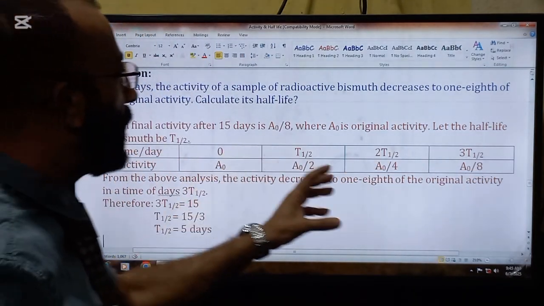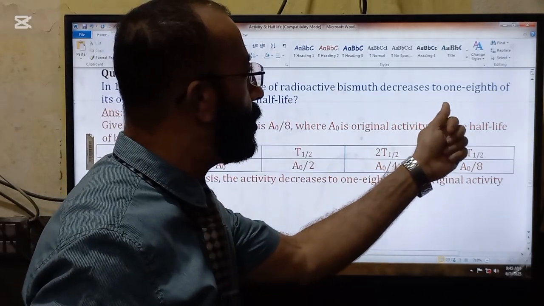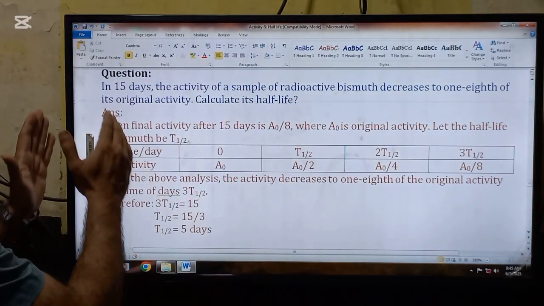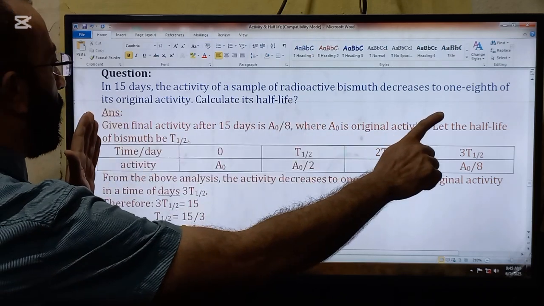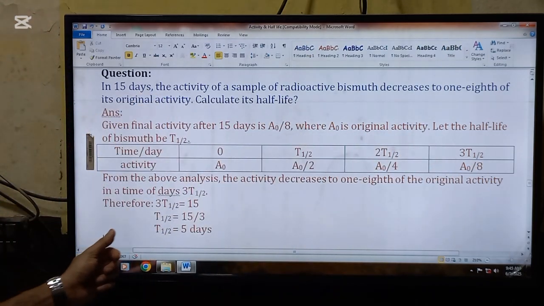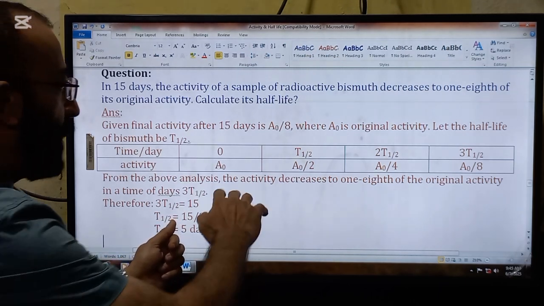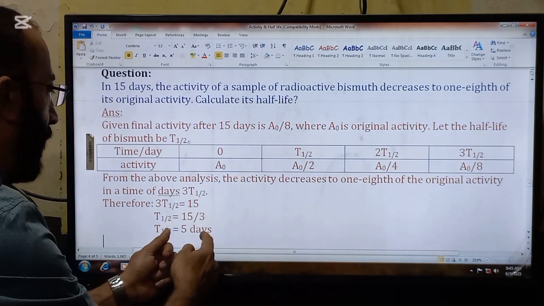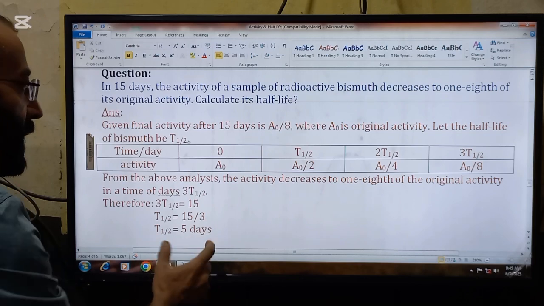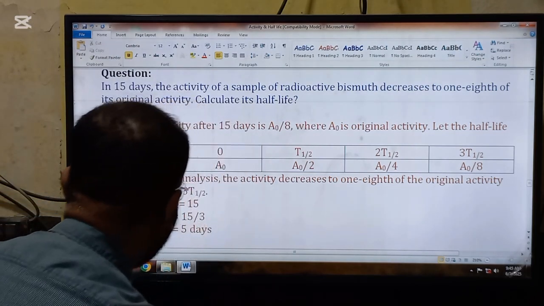So it means 3 half-lives are required to go to 1/8 of the original activity, and it is given that 1/8 is reached in 15 days. So it means 15 divided by 3, because 3 half-lives are required. So 15 by 3 will make 5 days.